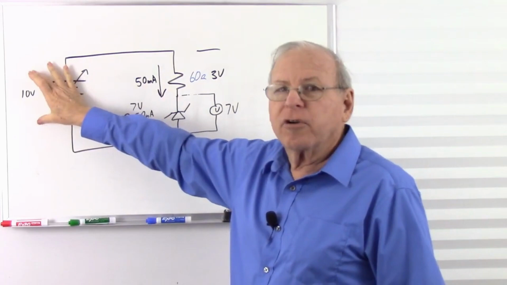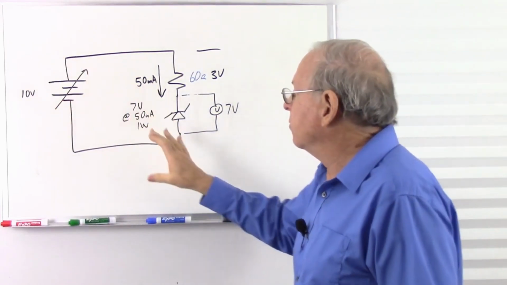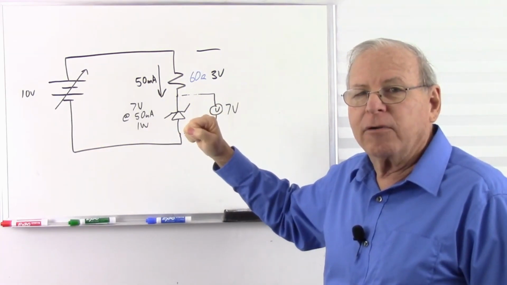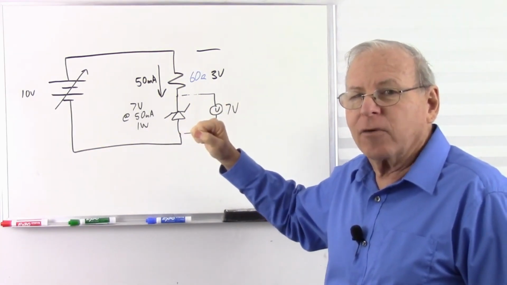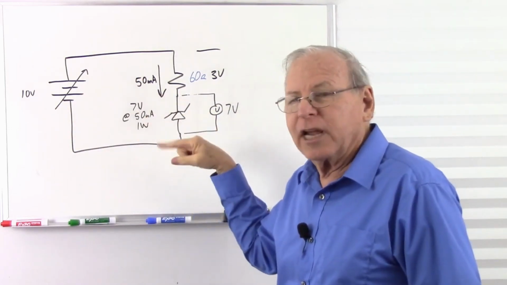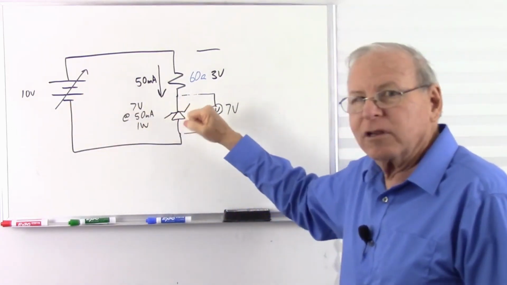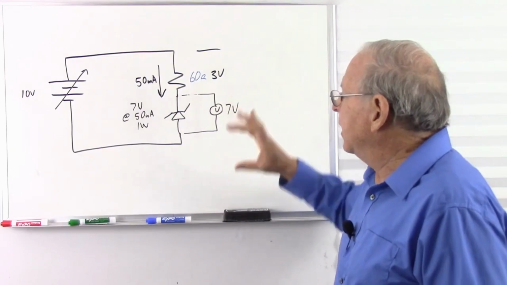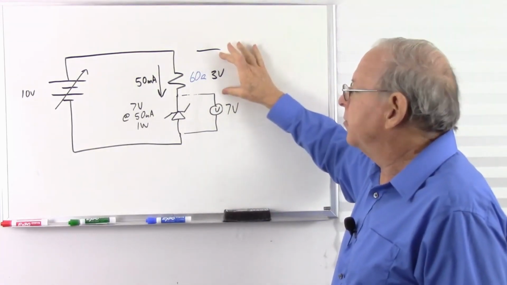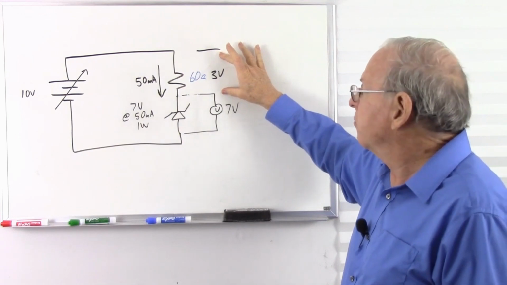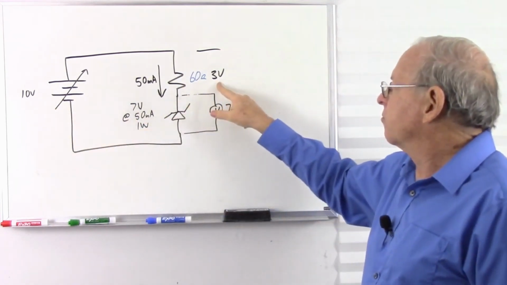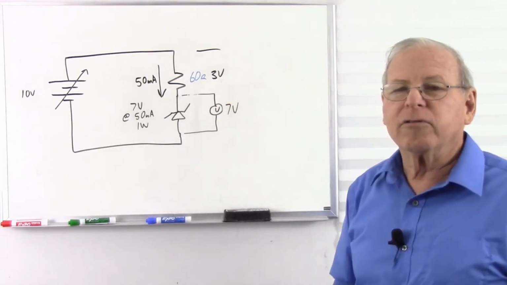But as soon as the source voltage exceeds the rated voltage, then the Zener diode is going to crank its resistance down to whatever it takes, or up. If this voltage goes up, it'll crank its resistance down. If this voltage goes down, it'll crank its resistance up to whatever it takes to maintain that voltage. And of course, whatever voltage is not here gets dumped across the series resistor over here. So if we crank this up to 11 volts, we're going to get 4 volts across here, and our 7 volts is going to stay there.